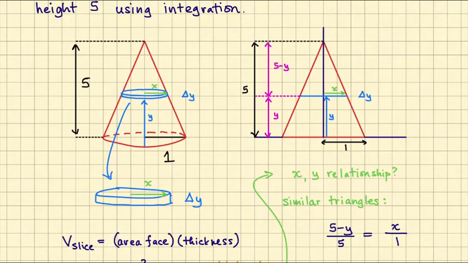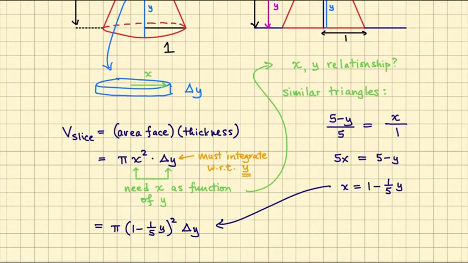This is 1, this is 5, the height of the overall cone. And then if this is y and the overall height is 5, then this distance here must be 5 minus y. So we'll write that over here. So let's keep our eye on the prize. We're trying to find a formula that relates x to y because we need x as a function of y here so that when we form an integral, we know we're going to have a differential in y, so we need to have an integrand that has y's in it, not x's.